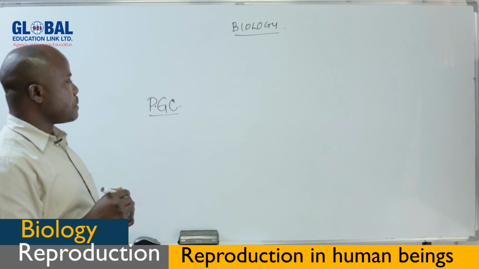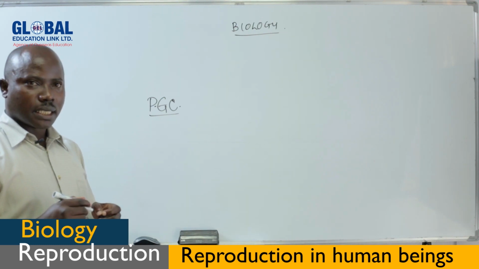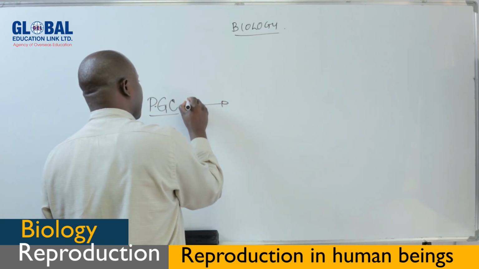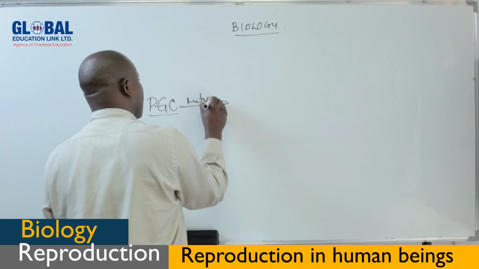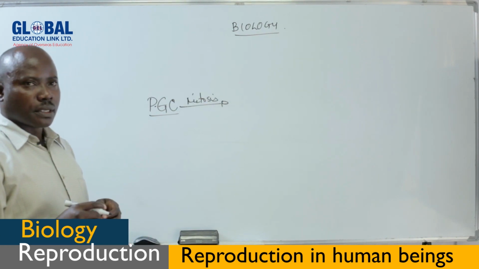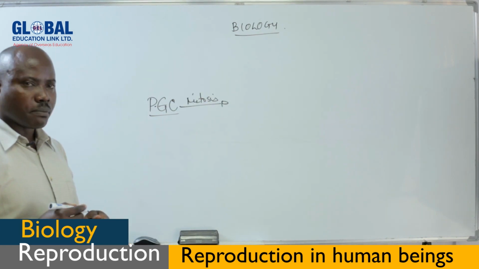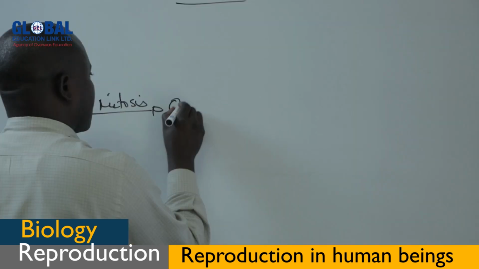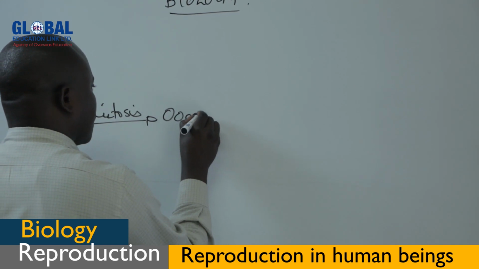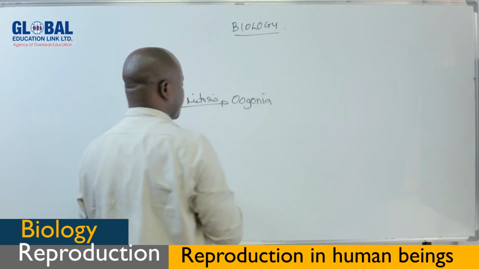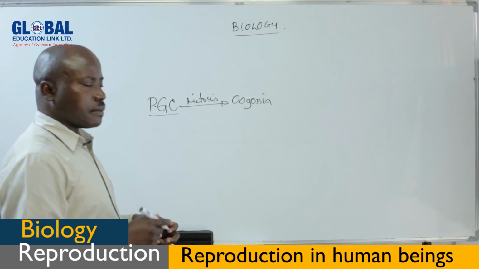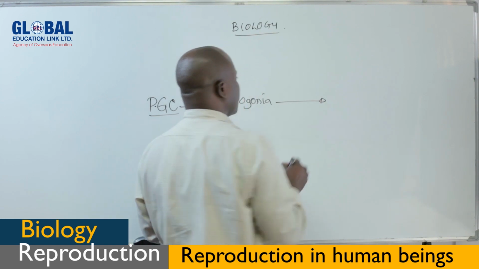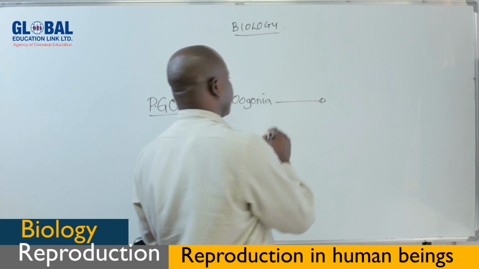These are primordial germ cells in the Graafian follicle undergoing mitosis a number of times, producing a large number of diploid cells, the oogonia. The oogonia again grow to increase in size, producing primary oocyte.